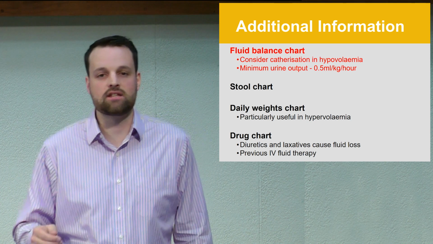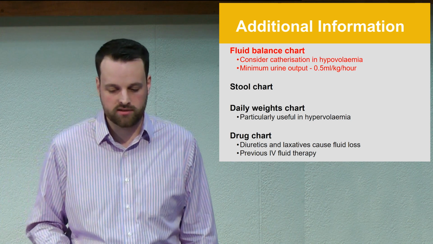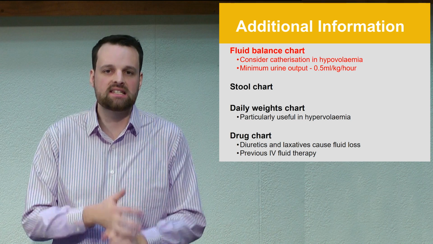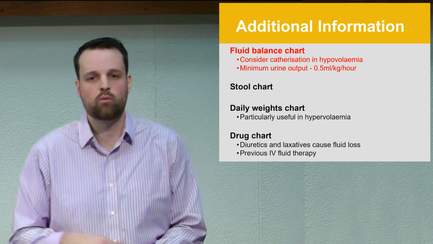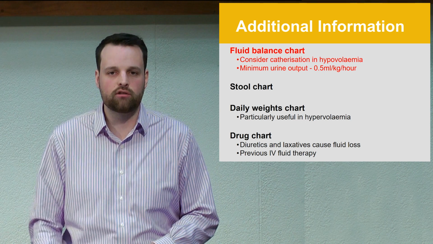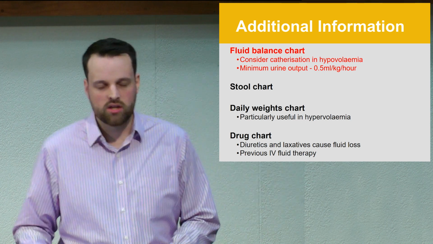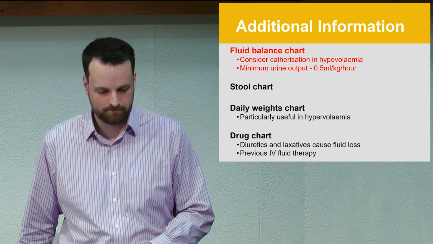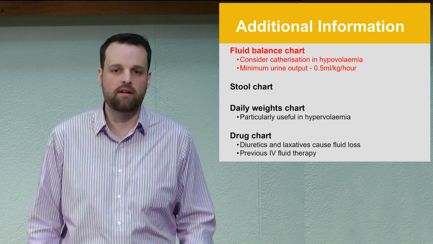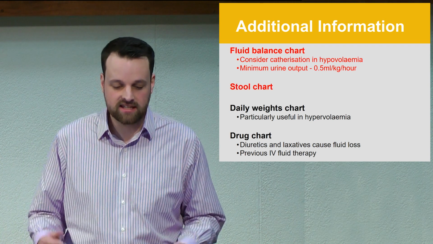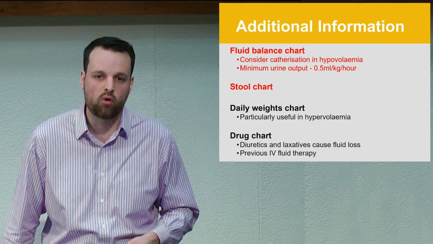You should be particularly interested in how much urine the patient's passing. And if you're worried that a patient might be hypovolemic, you need to consider a urinary catheter with an hourly urometer, and you need to ask the nurse to record hourly urine outputs. The minimum urine is 0.5 mL per kilo per hour, and you should be aiming for well above that. You also need to look at the stool chart, and you need to see what's being passed and the consistency of what's being passed.